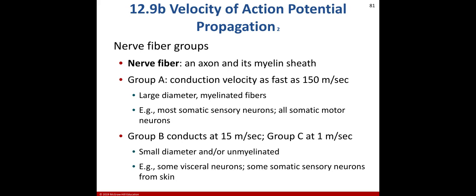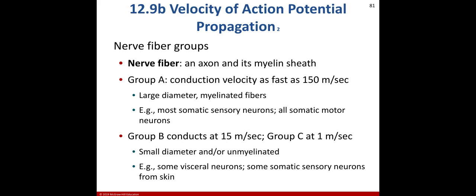You also have something called nerve fiber groups. Nerve fiber, that's the axon and its sheath. You can have group A, which is about 150 meters a second. These are the large diameter myelinated fibers. It's a lot of your somatic sensory neurons, all of the somatic motor neurons.